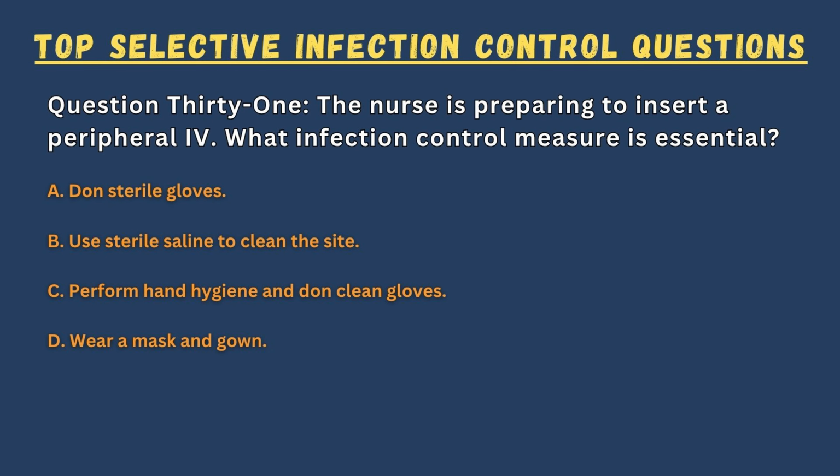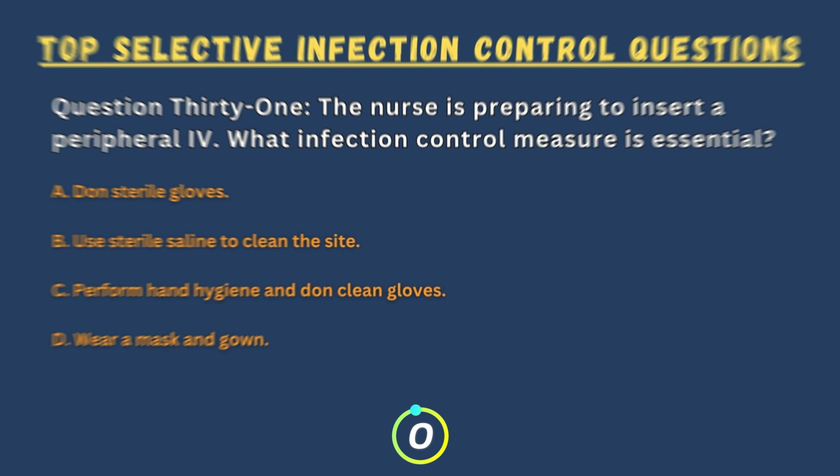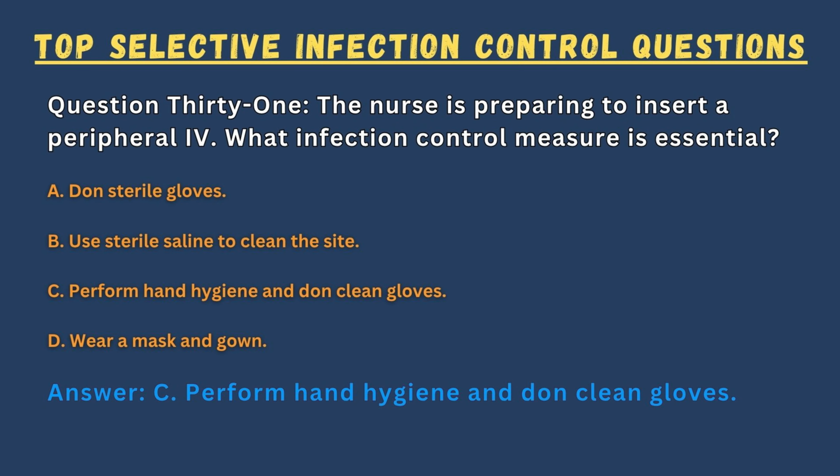Question 31. The nurse is preparing to insert a peripheral IV. What infection control measure is essential? A. Don sterile gloves. B. Use sterile saline to clean the site. C. Perform hand hygiene and don clean gloves. D. Wear a mask and gown. Answer: C. Perform hand hygiene and don clean gloves.